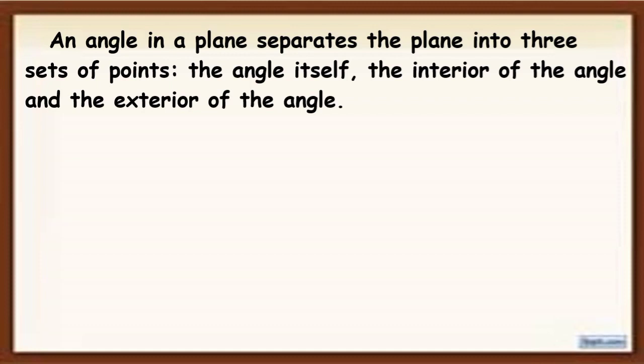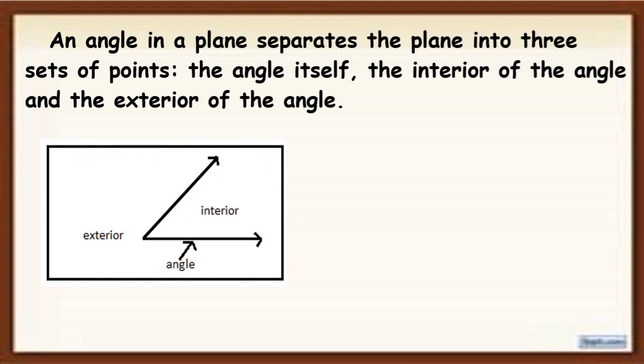Okay? Next. An angle in a plane separates the plane into three sets of points: the angle itself, the interior of the angle, and the exterior of the angle. So for example, we have this angle. Remember that an angle separates the plane into three sets of points. So the points found in this part are what we call the interior points. And the points that can be found in this part are the exterior points. And this one is the angle. So, lahat na makikita mo dito ay yung points na nasa angle.